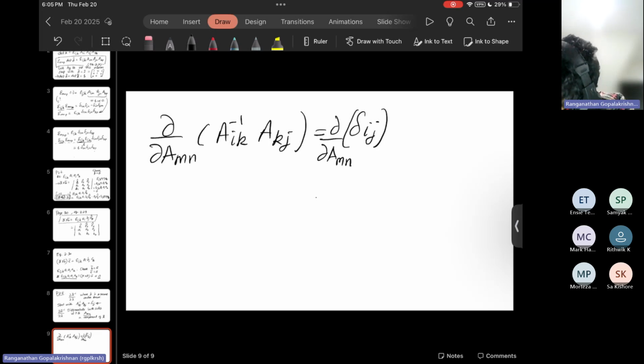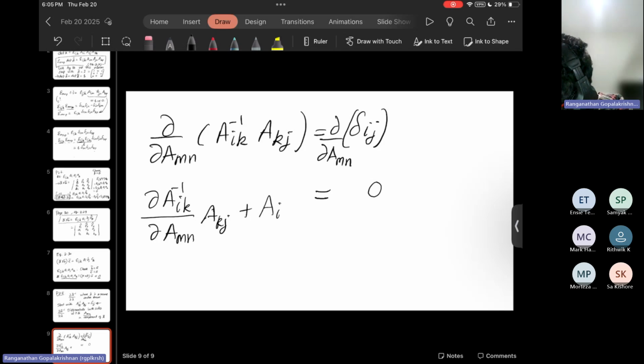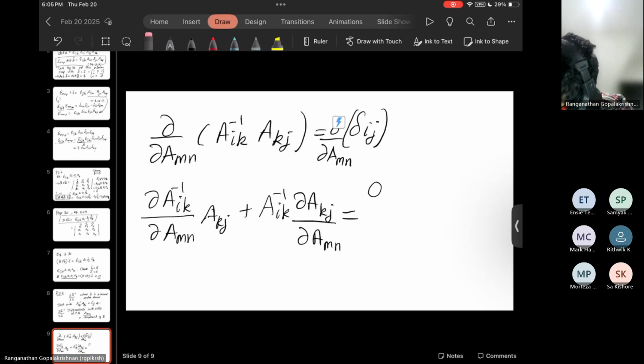Right side is simple. Derivative of a constant with respect to A_MN is 0. And I can write this as the derivative of A_IK inverse with respect to A_MN multiplied by A_KJ, plus A_IK inverse multiplied by the partial derivative of A_KJ with respect to A_MN, equal to 0.